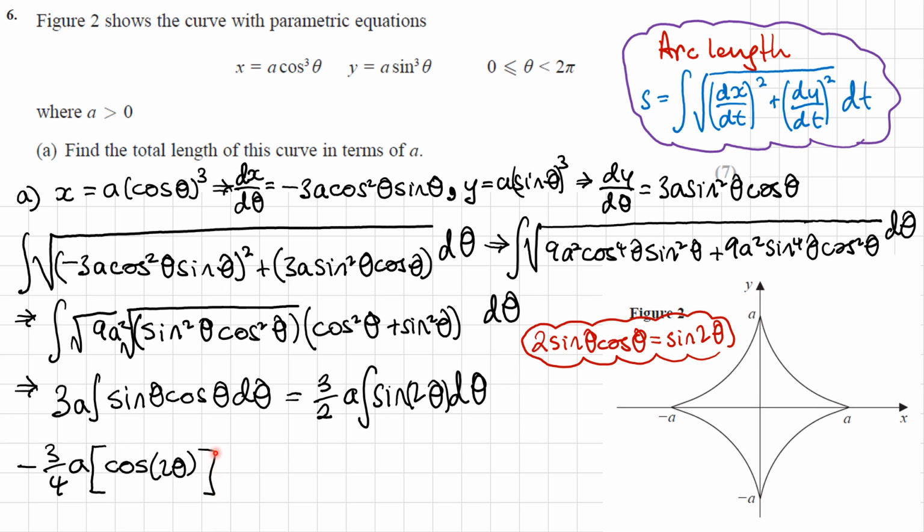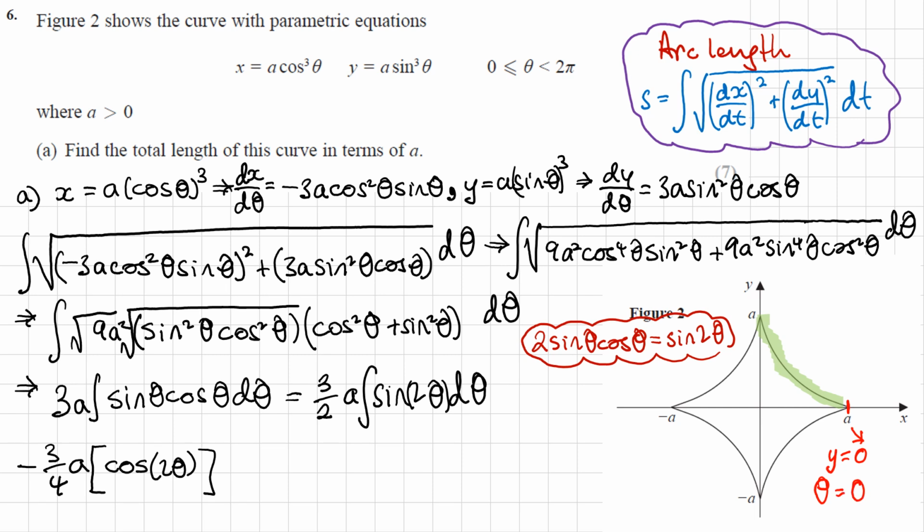Let's now think about these limits. Okay, so let's consider this part of the curve and see if we can work out what the limits are going to be. So let's start here. At this point here, y is equal to 0. So that means that this is equal to 0. And this part is going to equal 0 when theta is equal to 0. So we've got theta equals 0 here as one of the limits.